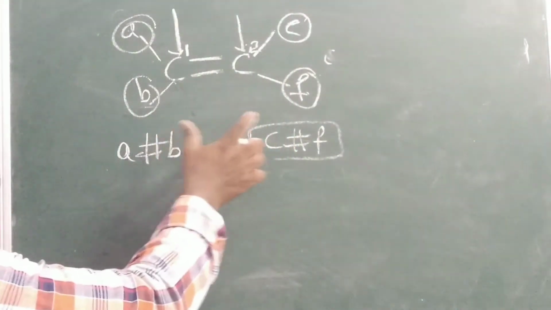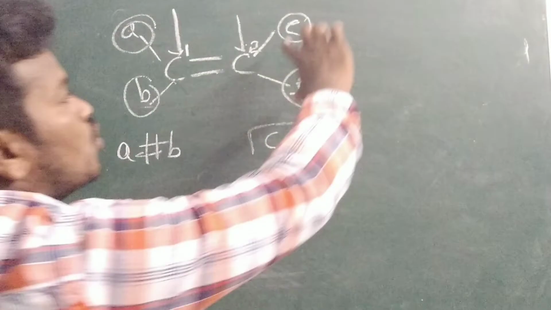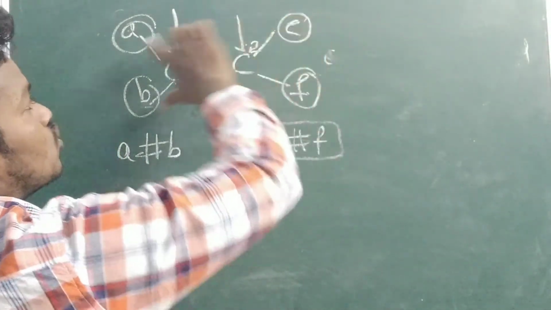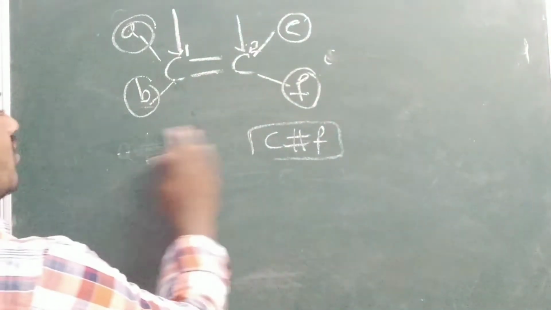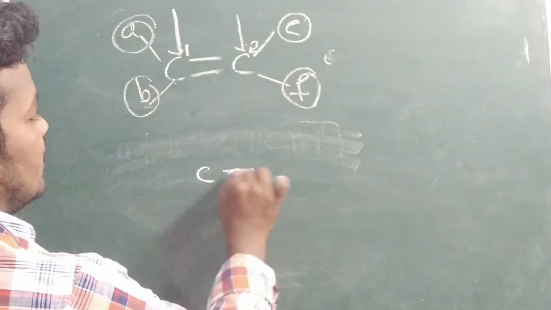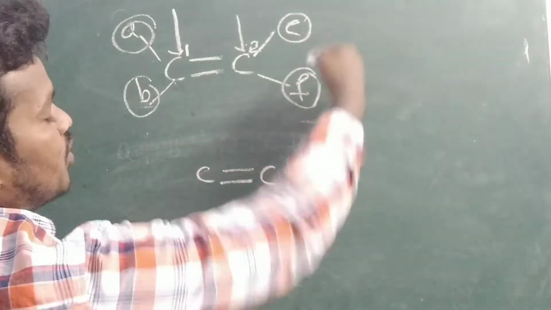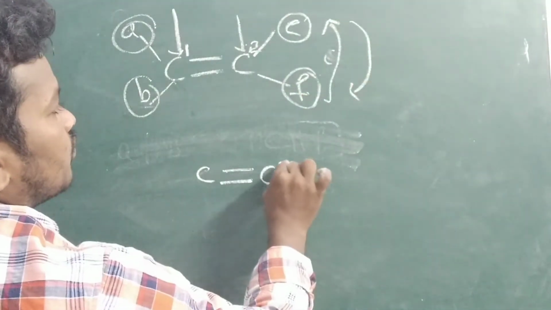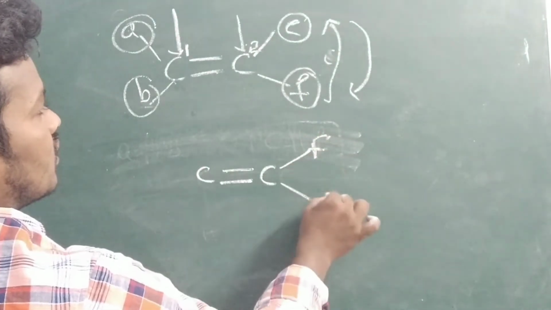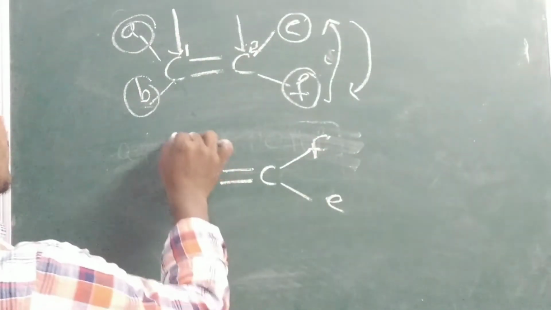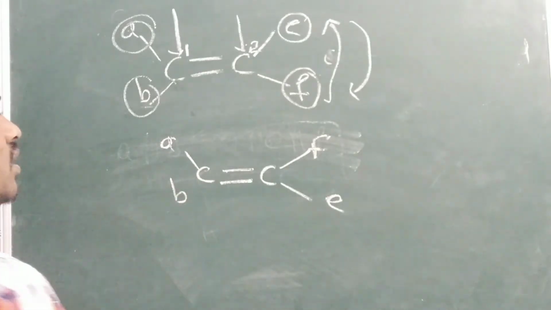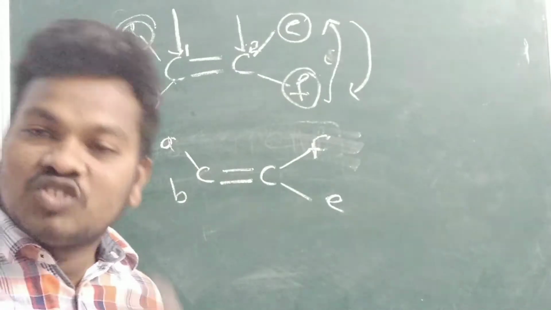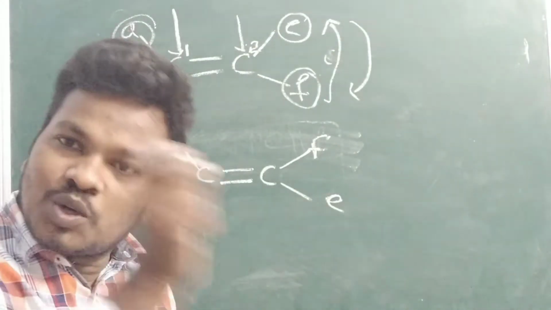So if you want to make the geometrical isomers, you can rotate any one carbon containing the groups. You should not rotate both. For example, if I rotate it, C double bond C, just rotating this one, this will come: F, E, A, B. You can say that is the geometrical isomer. Geometry is different, that's it.